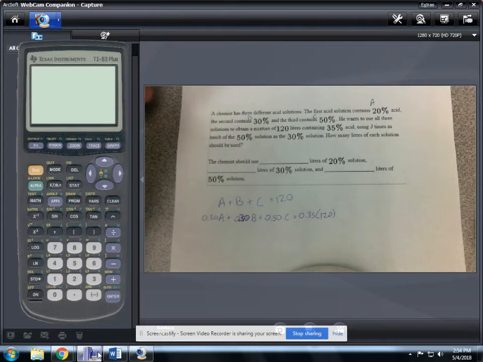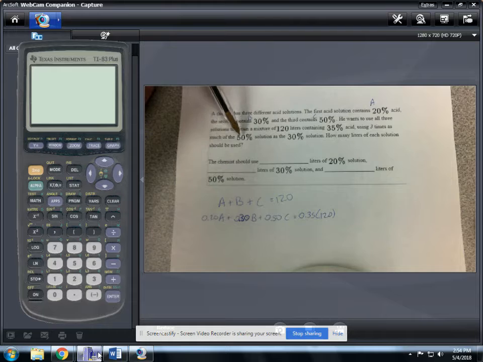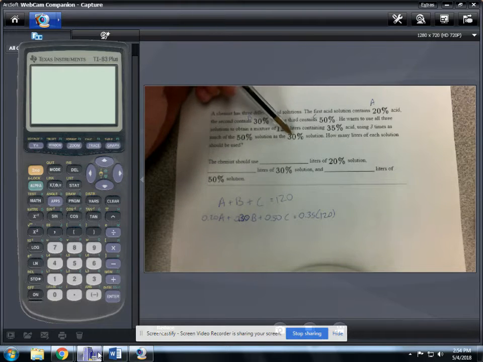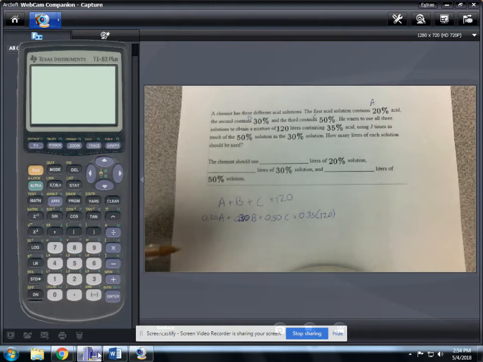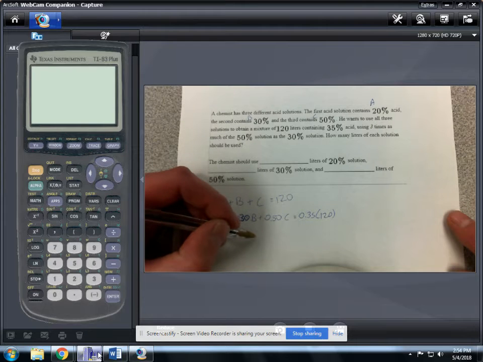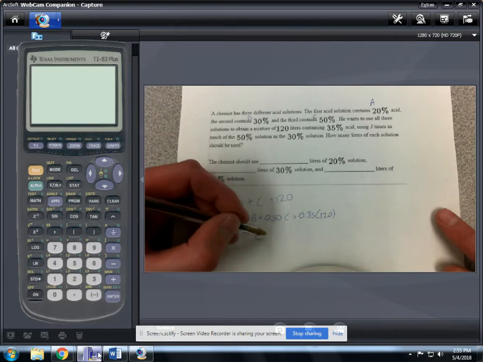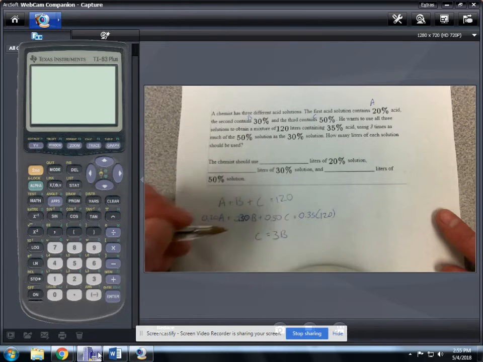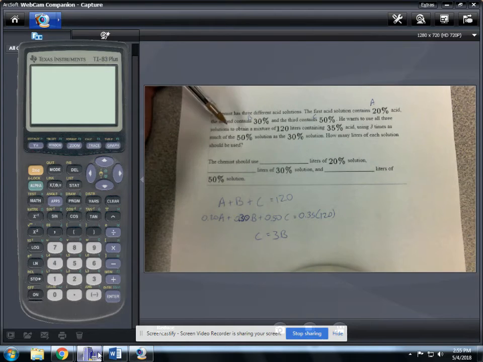The next half a sentence says using 3 times as much of the 50% solution as the 30% solution. So whatever the 50% solution is, it's going to be 3 times this 30% solution. Now, I said the 50% solution was C, and the 30% solution was B. So that means however much of C I use, however much of that 50% I use, it's going to be 3 times however much of that 30% I use.